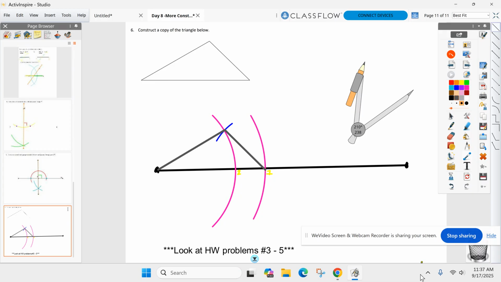Can you go to your homework, please? I want to make sure there's no confusion. Go to number 3 on your homework. Please read the directions. You're going to construct a triangle that is half the side. How do you make a half a side again then? Midpoint. Correct. You got to find the midpoint of each side, then copy those. Good. And then look at number 4.